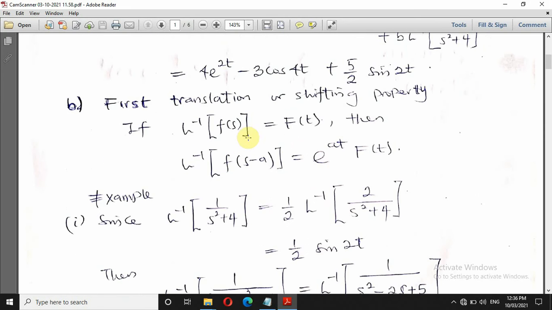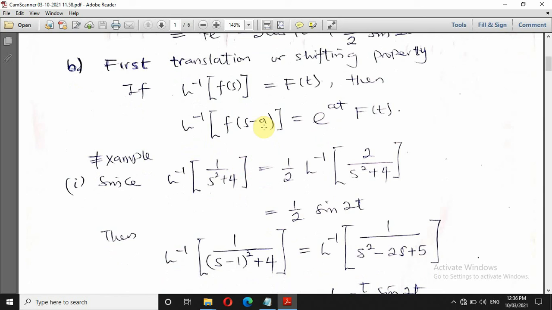Now let's consider this. Remember, for the translation and shifting property, the Laplace inverse of f of x is f of t. The Laplace inverse of f of x minus a is e to the at times f of t. You know this before, because the Laplace transform of e to the at f of t will give you f of x minus a. So now let's use this shifting principle.